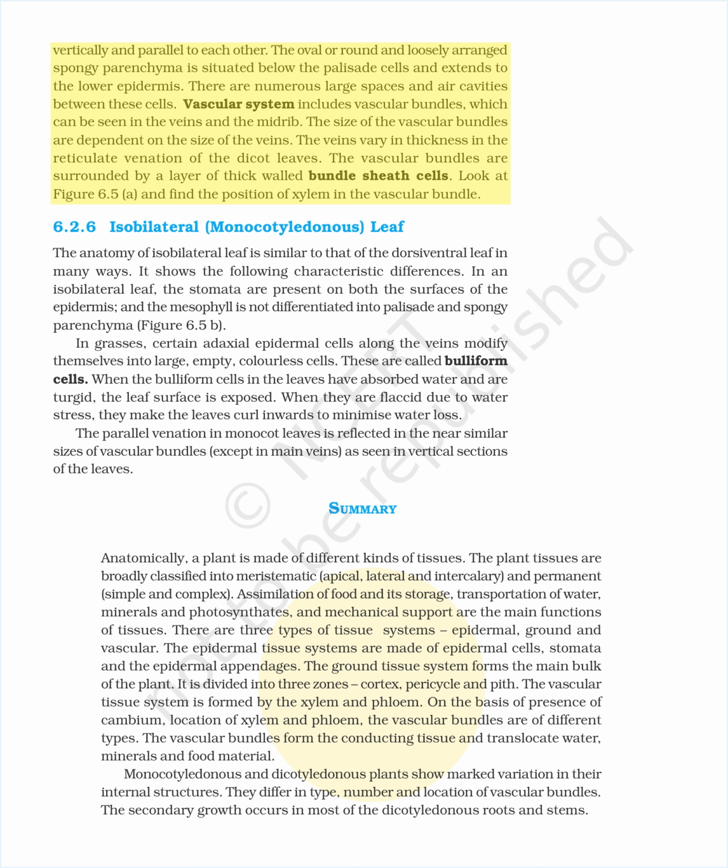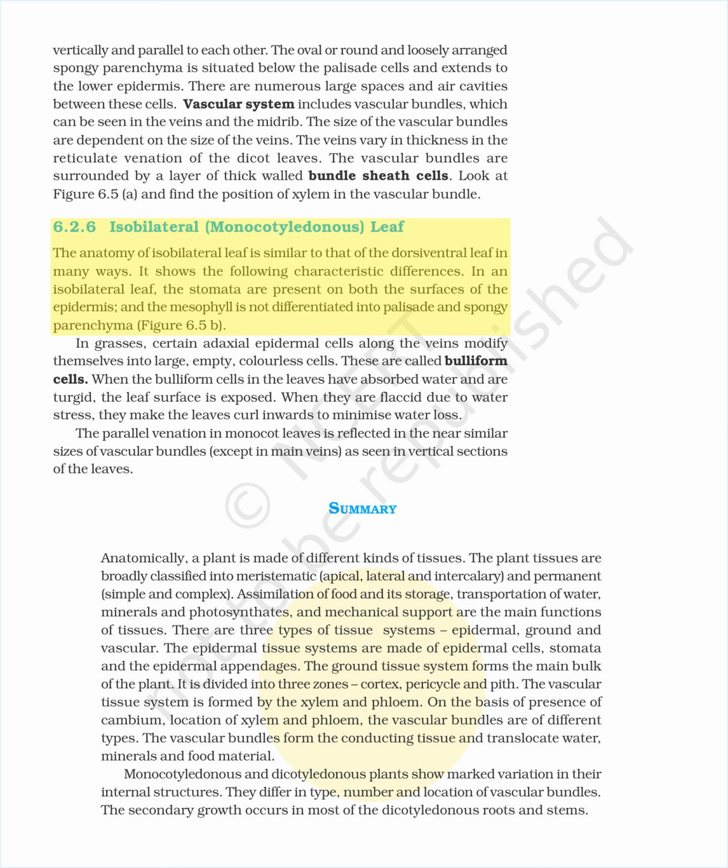Vascular system includes vascular bundles, which can be seen in the veins and the midrib. The size of the vascular bundles is dependent on the size of the veins. The veins vary in thickness in the reticulate venation of the dicot leaves. The vascular bundles are surrounded by a layer of thick-walled bundle sheath cells. Look at Figure 6.5a, and find the position of xylem in the vascular bundle.